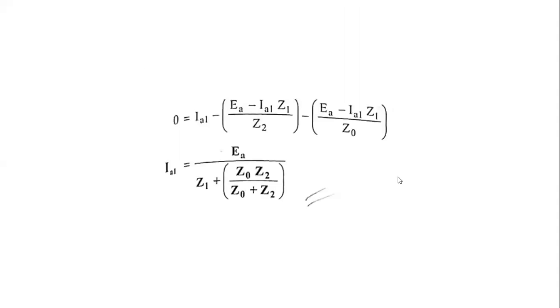And also this is the formula for double line to ground faults, that is IA1 is equal to EA by (Z1 plus Z0 Z2 by Z0 plus Z2). In the next class, we discuss the double line to ground fault with fault impedance. Thank you. Continue in the next class.